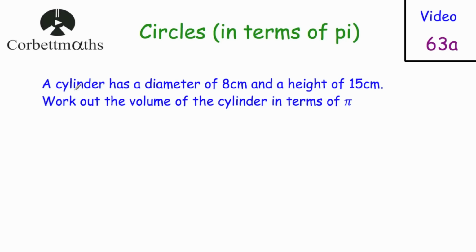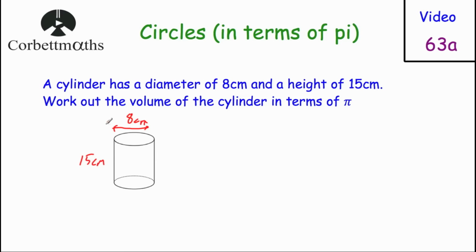So we've got a cylinder. It's got a diameter of 8 centimeters. So that means that the width of it is 8 centimeters. So the whole way across the circle at the top or the bottom is 8 centimeters. And the height of the cylinder is 15 centimeters. So we've now got our sketch.